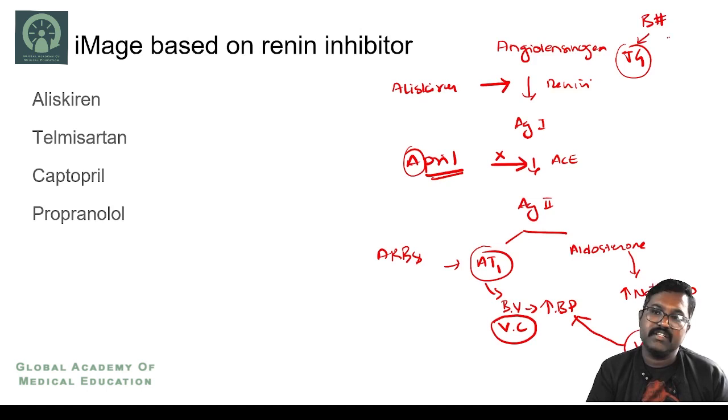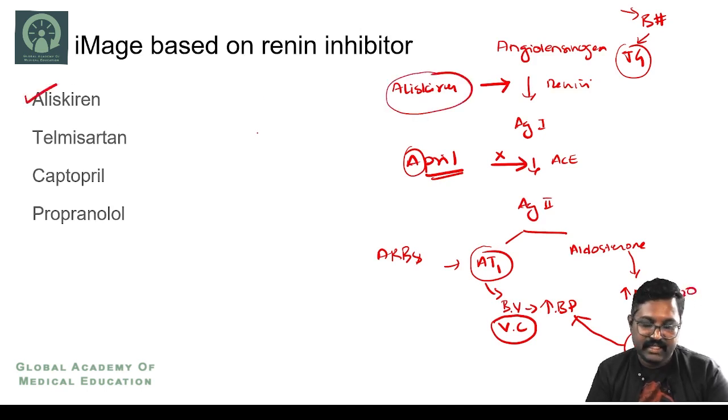To inhibit the release of renin from the JG cells, the answer would have been the beta blocker. Since they have asked about the renin inhibitors, the answer will be aliskiren here.